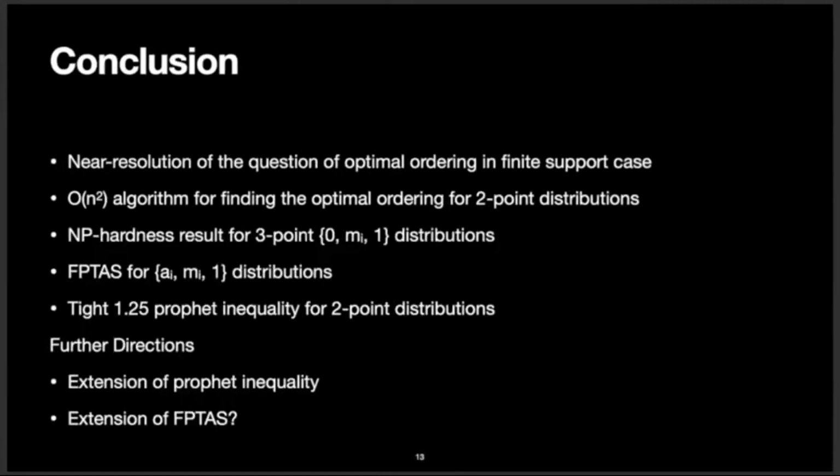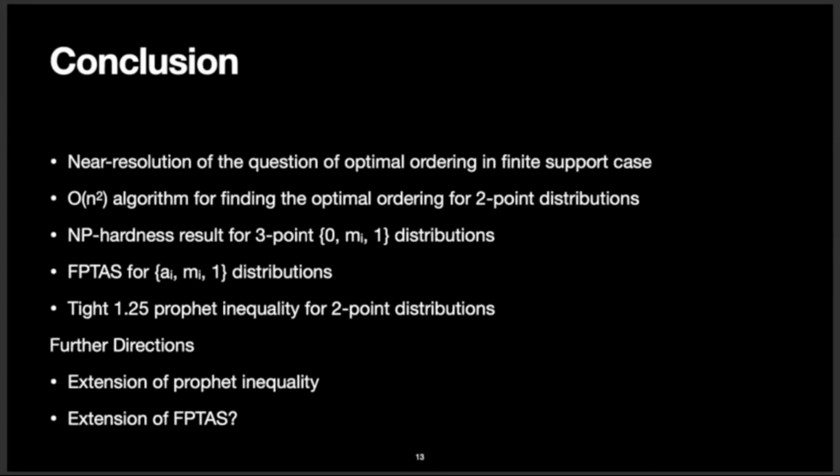So in conclusion, we give a near resolution of the question of the optimal ordering in the finite support case. For 2-point distributions, we give a quadratic time algorithm. We also give a hardness result for specific 3-point distributions. Then we give an FPTAS for those distributions. And finally, we give a tight 1.25 profit inequality for 2-point distributions.